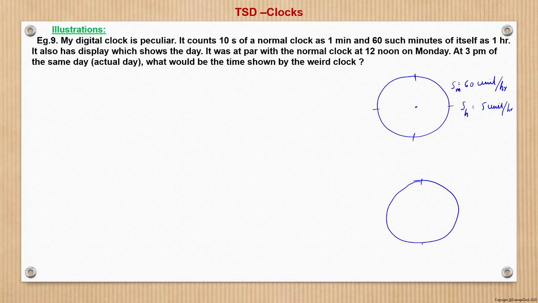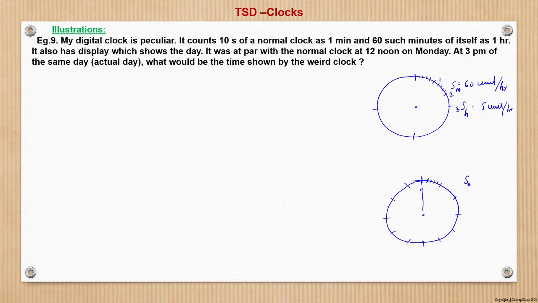Now here, what is happening: there are 5 divisions internally between each hour, right? So similarly here also there would be 12 hour points, and each hour will have 5 subdivisions. Now the minute hand here, from one unit to another unit, takes only 20 seconds.